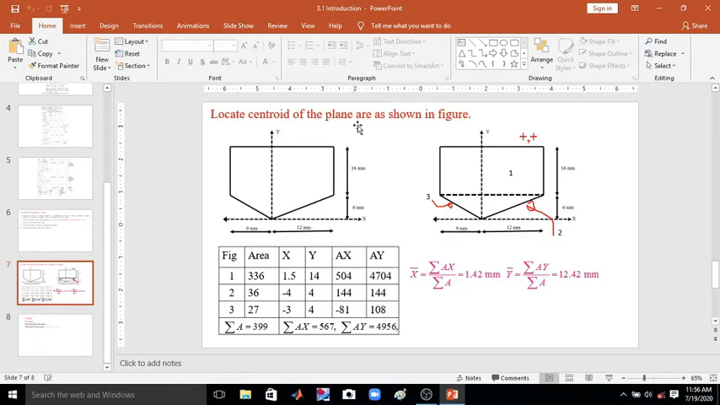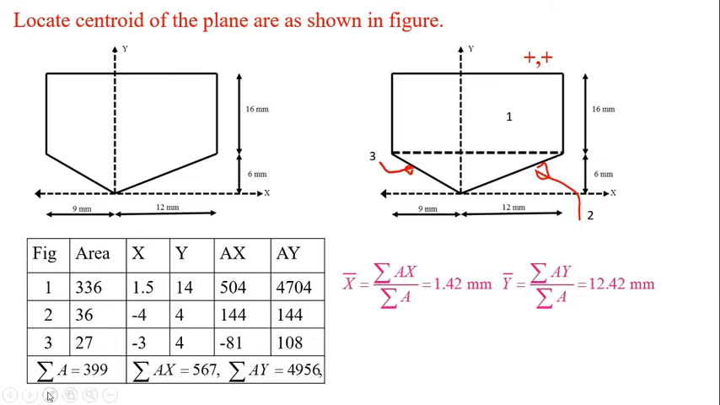Locate centroid of the plane area as shown in figure. Now this must be a plane area. Locate centroid of the plane area as shown in figure. So we are having this plane figure given in the problem. The figure is partly placed in the first quadrant and partly in the second quadrant, right. Now we have to locate position of centroid.